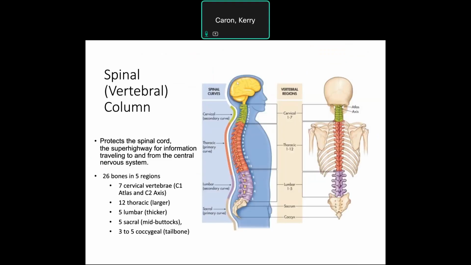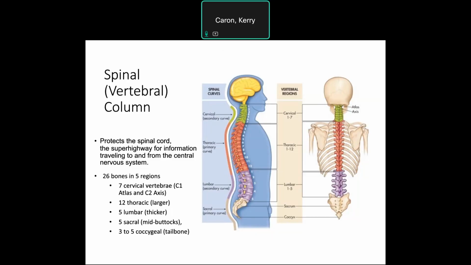After the cranium, we have the spinal cord or the vertebral column, and that protects the spinal cord, which is the superhighway for the nervous system. And there are 26 bones, and there are 5 regions to this vertebral column. The first 7 bones are the cervical bones, 1 through 7, and the atlas and the axis being the first 2. So C1 or cervical 1 is the atlas and C2, which is cervical 2, is the axis.